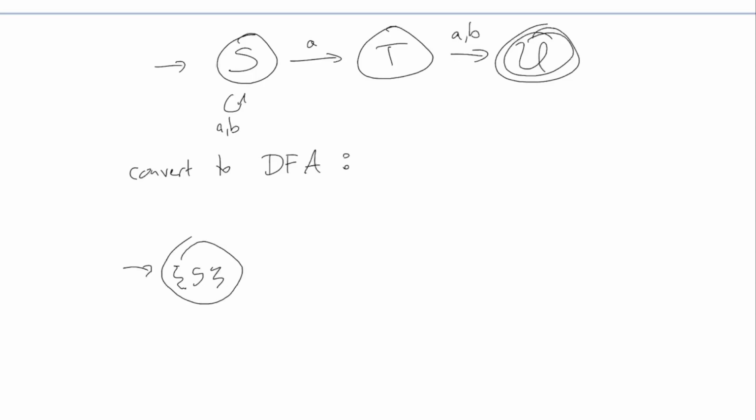That's my starting state. And now let's draw the arrows. They may loop back, or they might go to some other state, in which case we'll have to just add a new state into the diagram. Let's look at the A arrow from S.